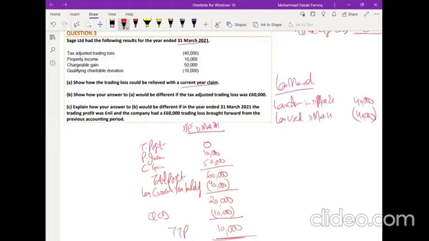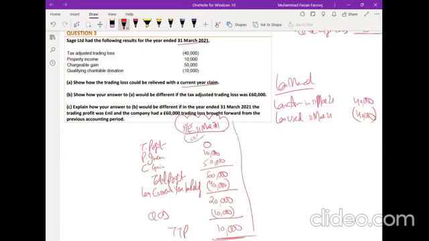We can claim corporation tax loss relief from the current year of loss. This is allowed. This is the part A.